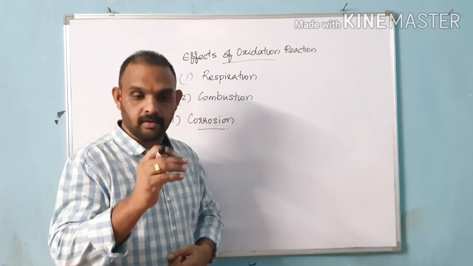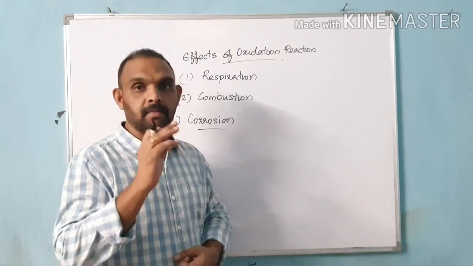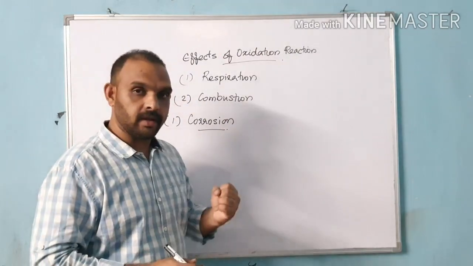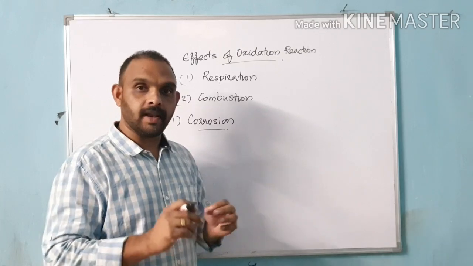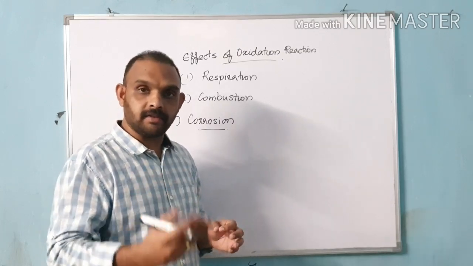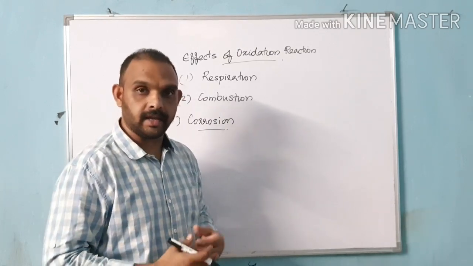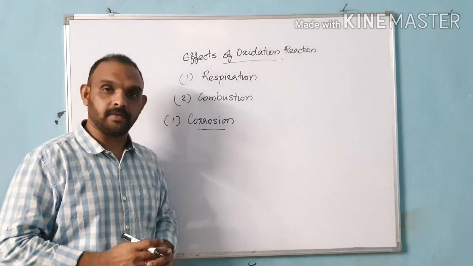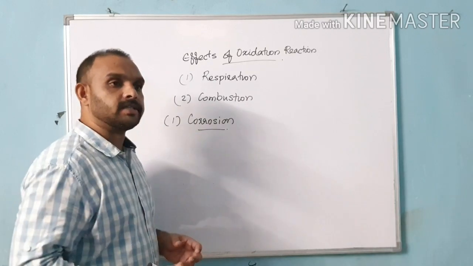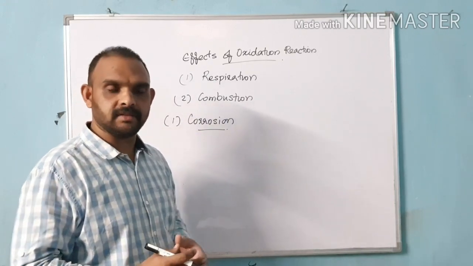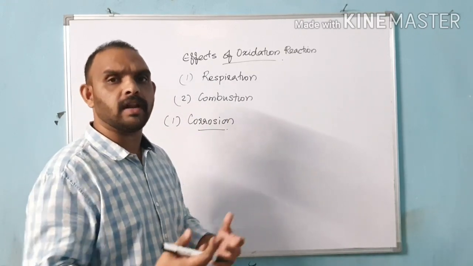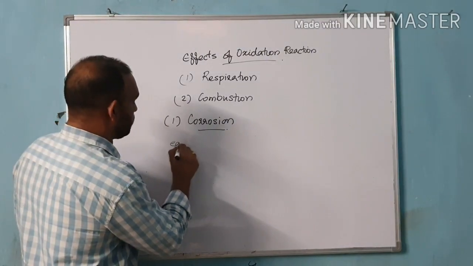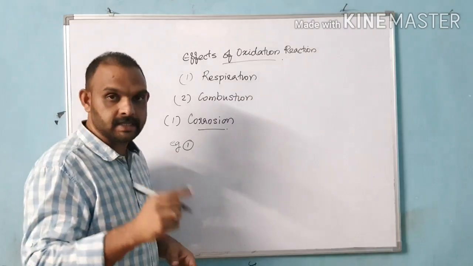Corrosion has a very clear definition. It is the slow eating up of a layer of any metal in the presence of some favorable conditions like air, humidity, chemicals, etc. That is called corrosion. Corrosion has some examples more related to our day-to-day life. The first example is rusting.